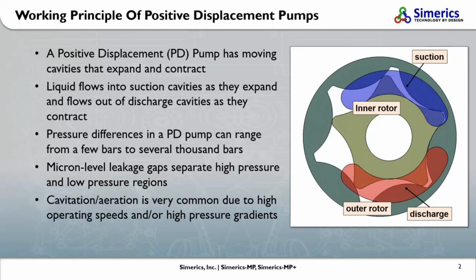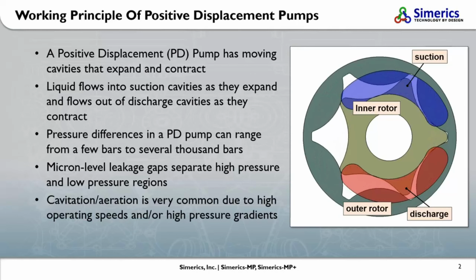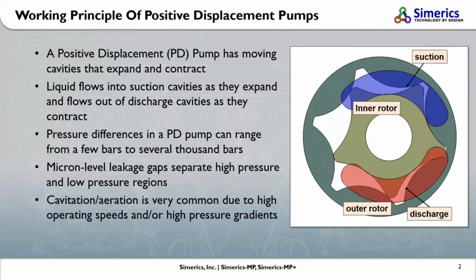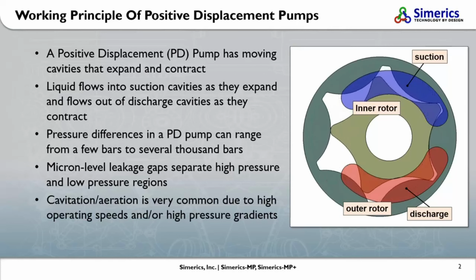The pressure differences in positive displacement machines can range from several bar to several thousand bar. Additionally, as these machines typically operate at high speeds, cavitation is a common occurrence.